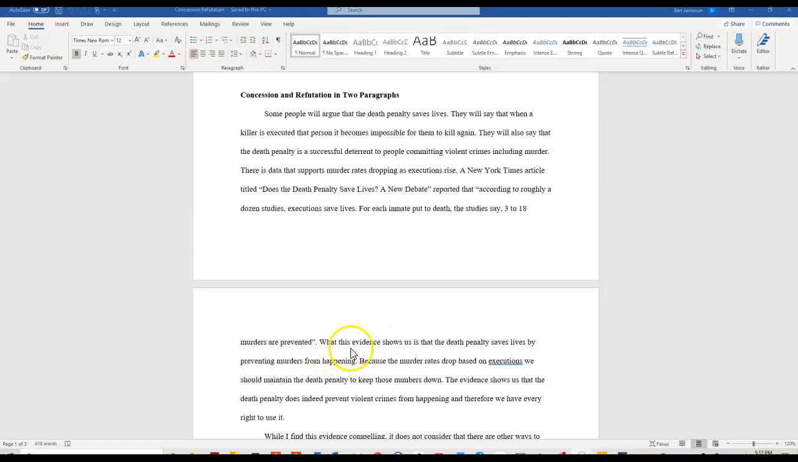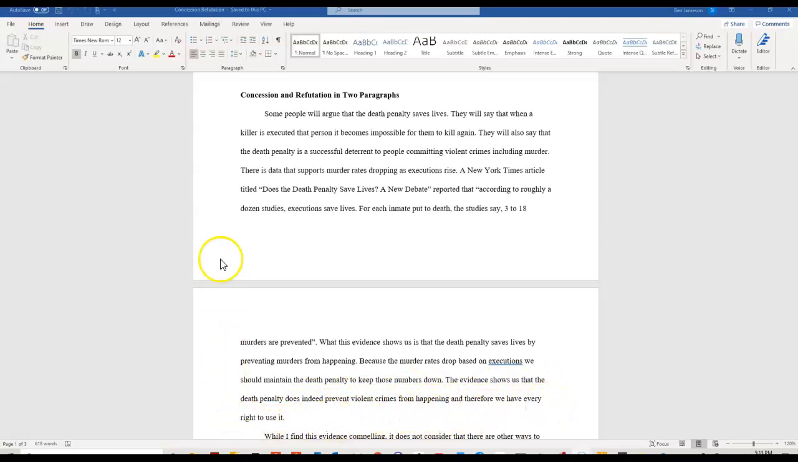So what this evidence shows us is that the death penalty saves lives by preventing murders from happening. Because the murder rates drop based on executions, we should maintain the death penalty to keep those numbers down. The evidence shows us that the death penalty does indeed prevent violent crimes from happening, and therefore we have every right to use it. Right?